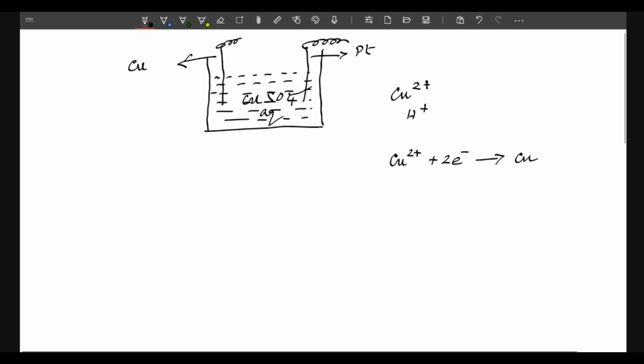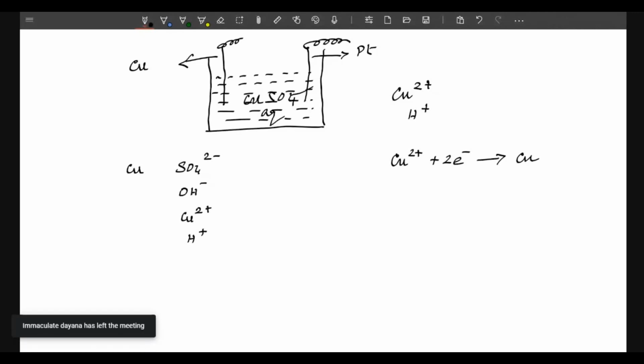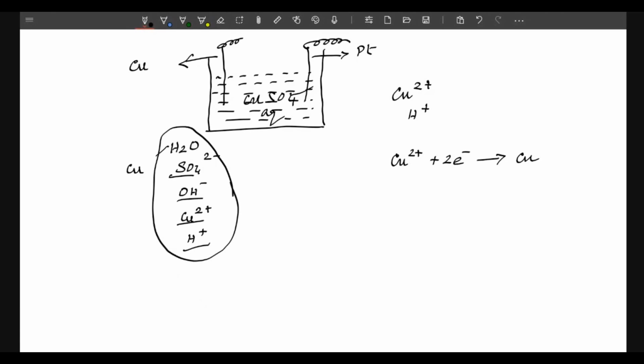And here, at the copper electrode, what are the ions present? Sulfate ions as well as OH minus ions are present. In addition to this, copper 2 plus ions and H plus ions are also present. Here in the anode, what should be taking place? Anodic oxidation. And here I have to mention water is also present. Copper 2 plus ion, sulfate ion, inert electrolyte, anions, and cations are all present around the copper.